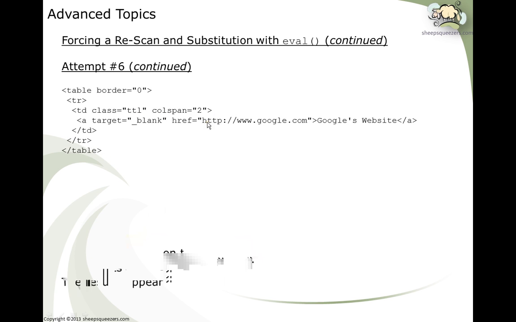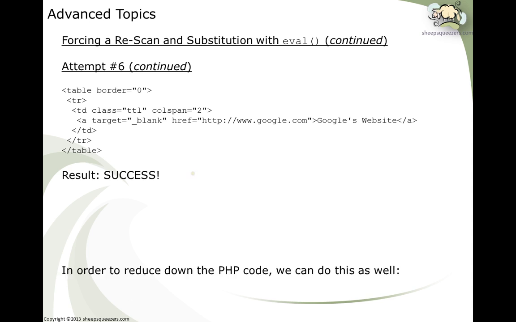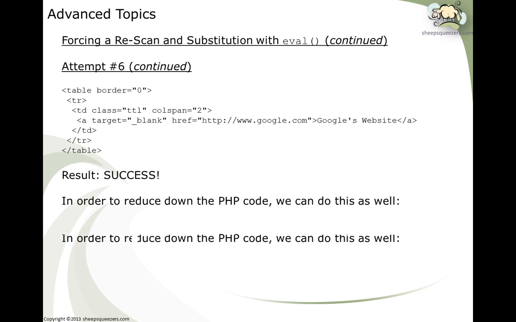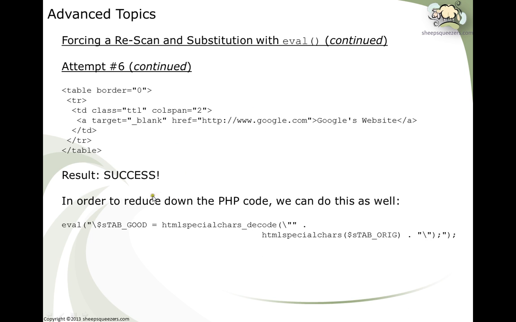In other words, you force the rescan, and you have your URL here, and you have your website here. Okay. Result: success. So we've gone through all these attempts one step at a time to show you what eval may be thinking under the hood, so to speak. So in order to reduce down the PHP code, we have several lines going back through attempt number 6. We can actually just create one line: eval, and then $Stab_good is the decode of, and then of htmlspecialchars, $Stab_orange.